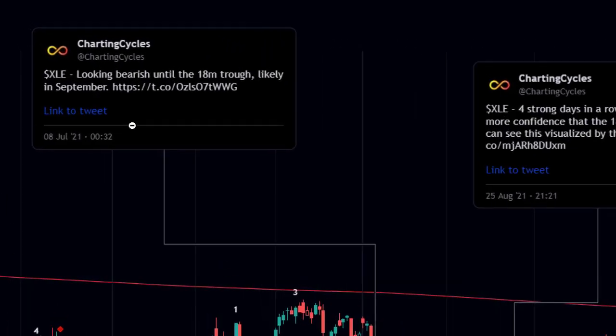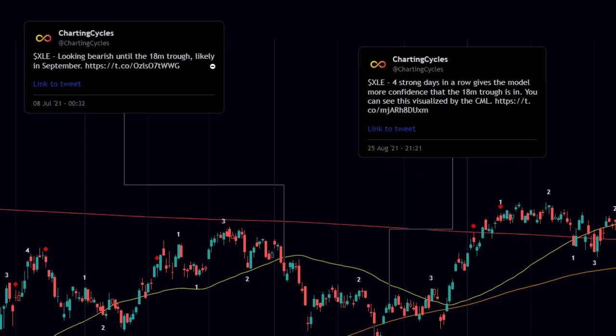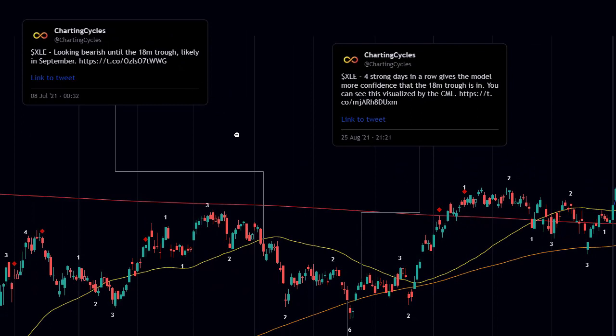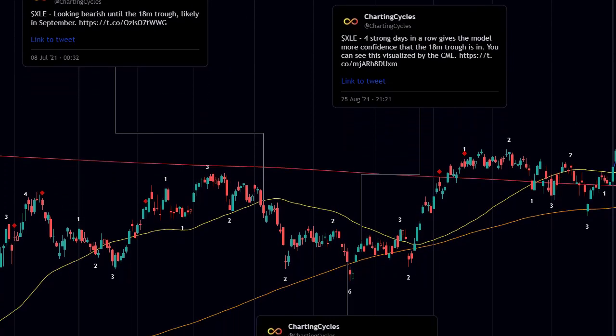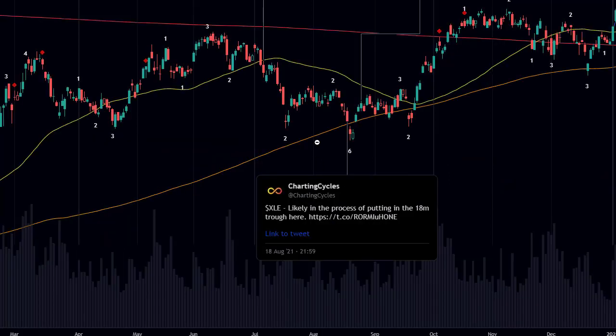Here is the first tweet that he mentions on the 8th of July 2021, in which he mentioned that it was looking bearish until the 18-month trough likely to occur in September. And if we scroll down a little bit, we can see the exact bar upon which that tweet was tweeted. And indeed, price did move down in a bearish manner until late August.